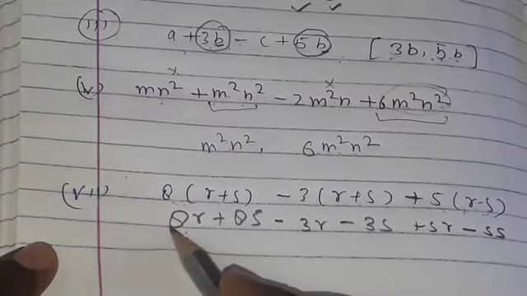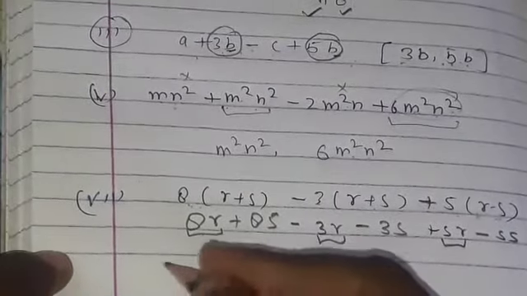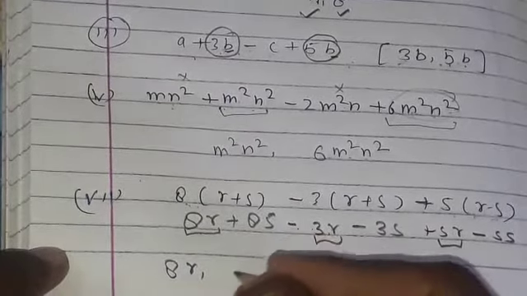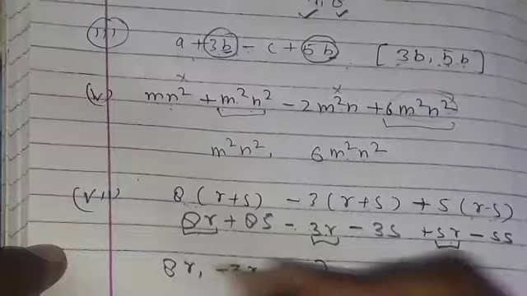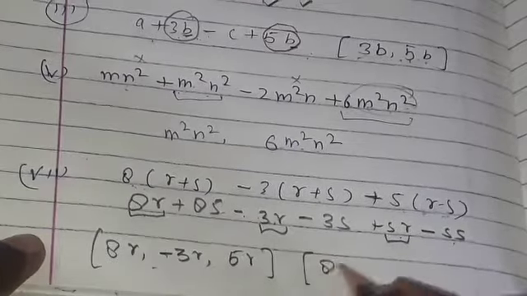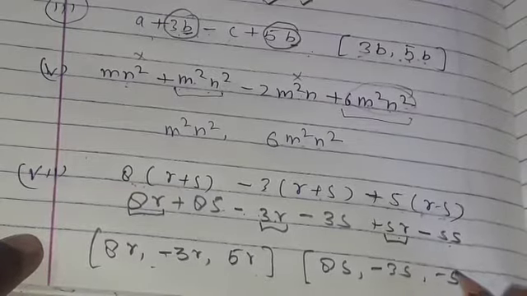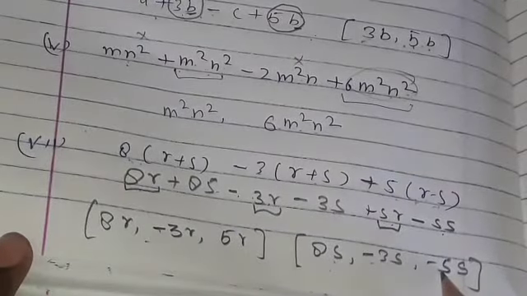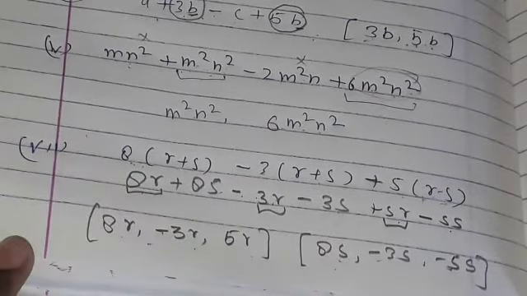So first I find the r terms: 8r, 3r and 5r here. So your 8r, class, it's important, before 3r the minus symbol is here, so minus 3r and 5r. These three are like monomials. And about s: 8s, minus 3s and minus 5s. So for variable s these are your like monomials, and for r these are your like monomials.